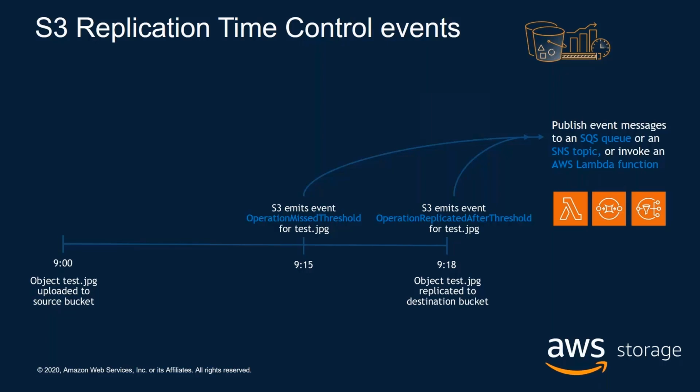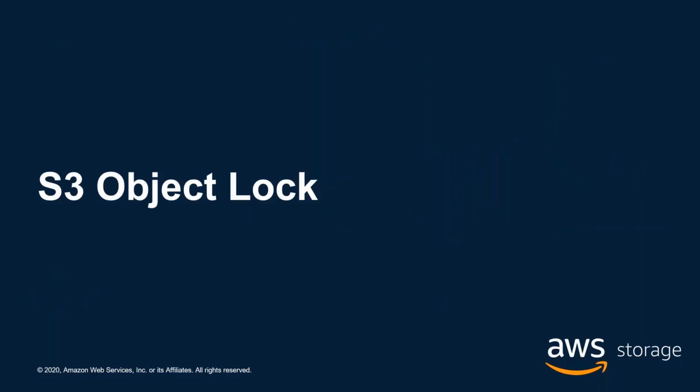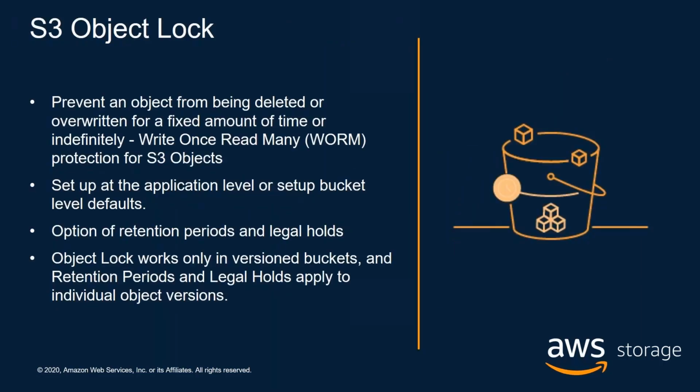Next, let's dive into the last feature for today's webinar, object lock. S3 object lock. Object lock is a good way to protect critical objects from getting deleted or overwritten. With S3 object lock, you can store objects using a write once, read many, or WORM model. Some of our customers have regulatory requirements that require WORM type of storage. Object lock can be set up at the object or application level or as a default bucket level setting. We'll show you examples of both in the following slides.